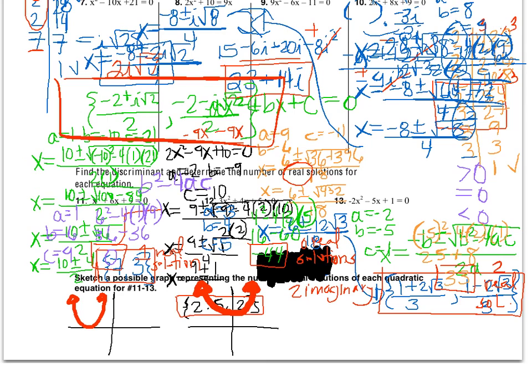Now the graph for this, with 2 real solutions, and in this case I have my x squared term, it's negative 2x squared, so I know my graph's opening down, and I know I have 2 real solutions, so I have to cross the x-intercept twice. So my graph's going to look something like this. So that would be a sketch of the graph.